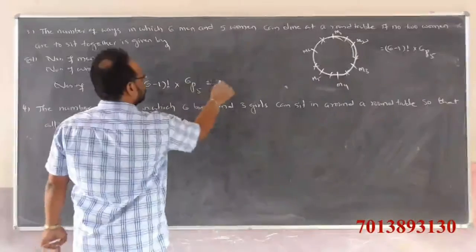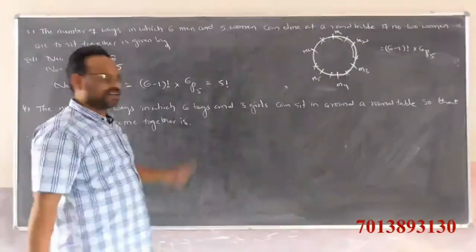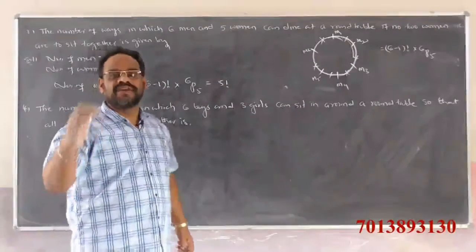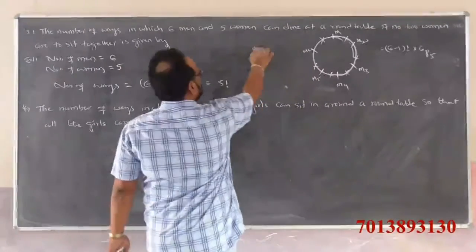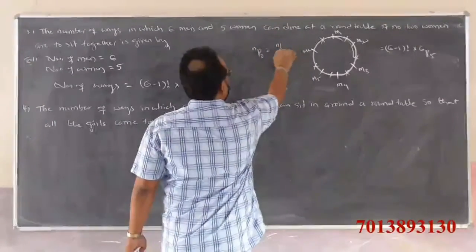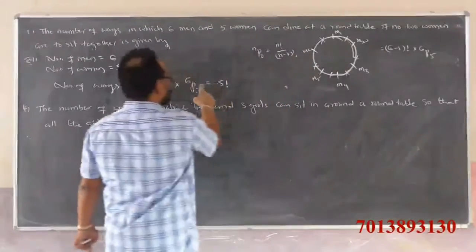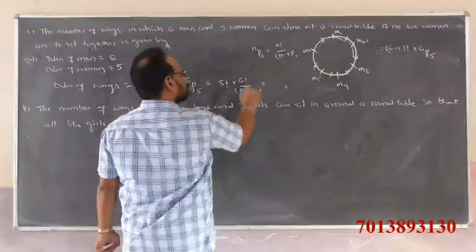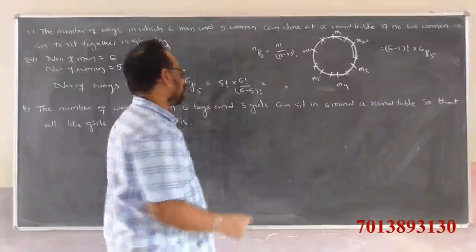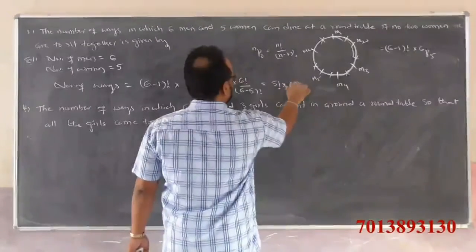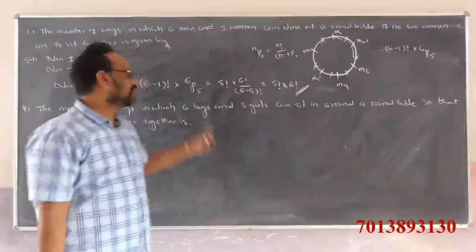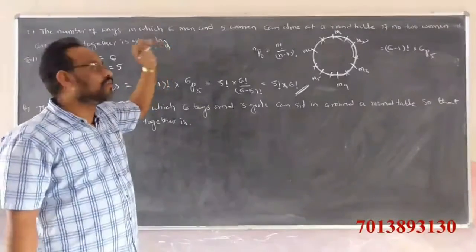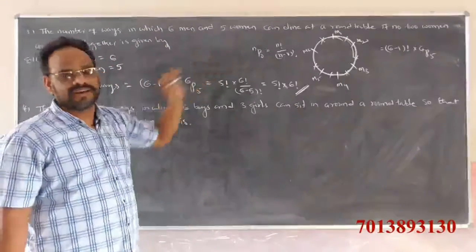That is equal to 6 minus 1, that is 5 factorial, into 6P5. NPR is nothing but n factorial by n minus r factorial. So 6P5 is nothing but 6 factorial by 6 minus 5 factorial. 6 minus 5 factorial means 1 factorial. So we get here 5 factorial into 6 factorial, or 6 factorial into 5 factorial ways to arrange 6 men and 5 women so that no 2 women sit together at a round table.